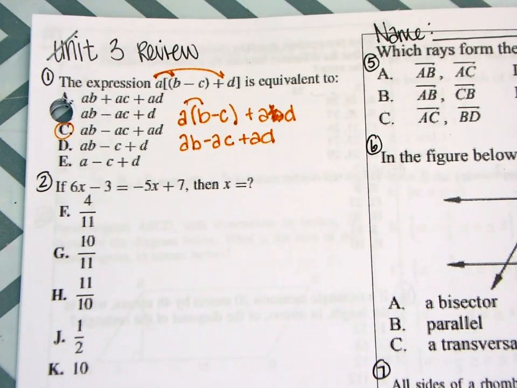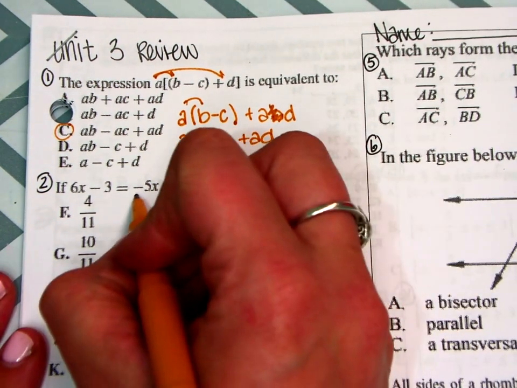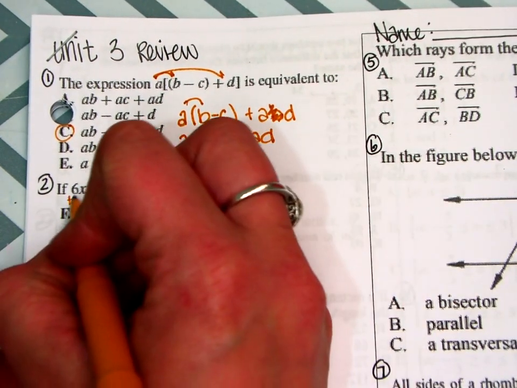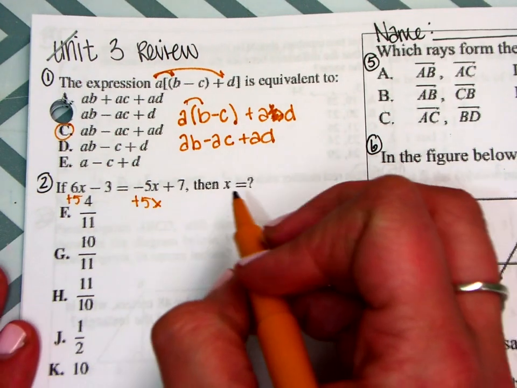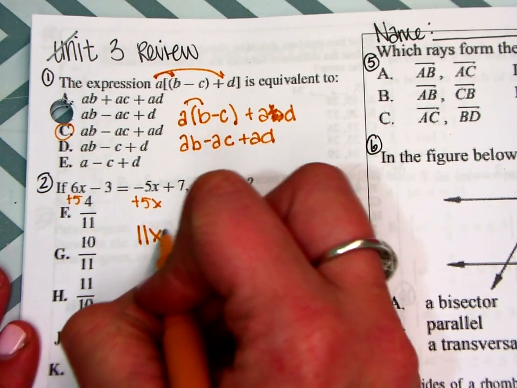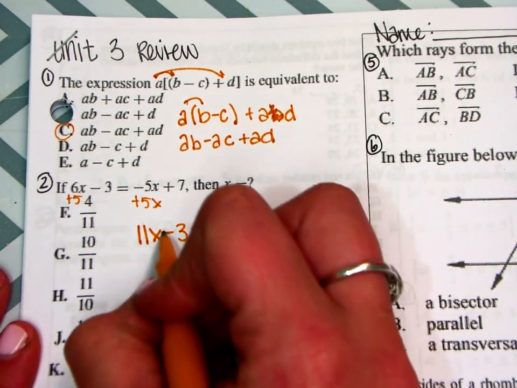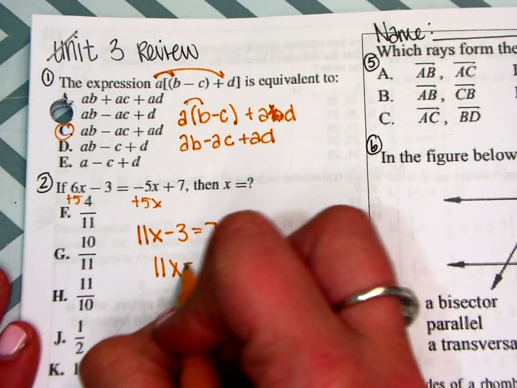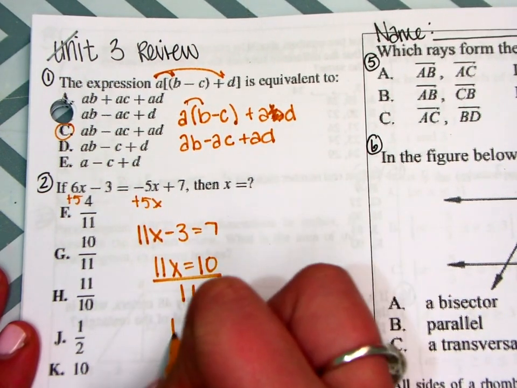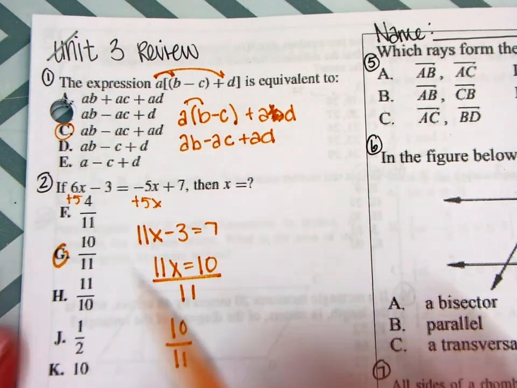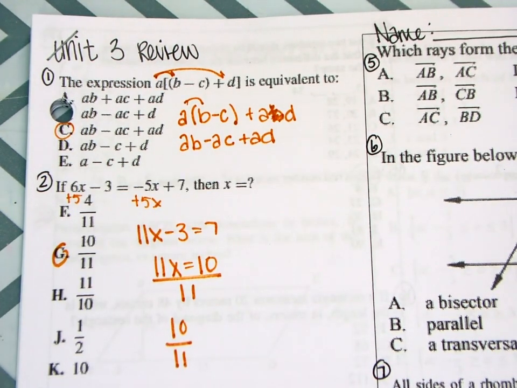All right, this is just a basic solve for x. I'm going to start by adding 5x to both sides. And so 6x plus 5x is 11x minus 3 equals 7. When I add 3, I get 11x equals 10, and then I divide by 11. So x is equal to 10 over 11. Basic algebra, just a basic solving problem.